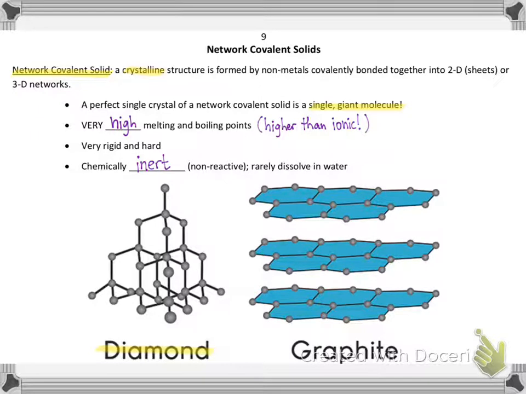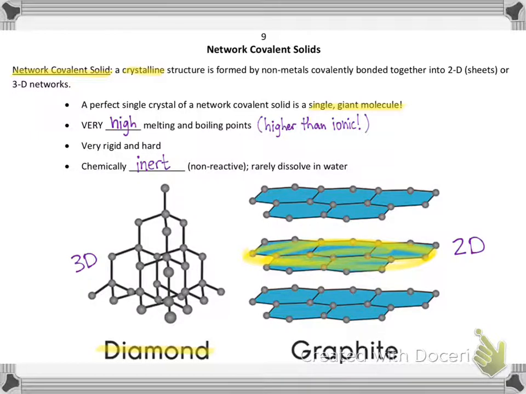Now, graphite, not as hard. It is still a network covalent solid, but notice graphite is only 2-dimensionally bonded in sheets, whereas diamond, of course, is 3-dimensionally bonded. So that's why graphite is perfect for pencils, right? Because the layers are shearing off as you write, but it's still maintaining its composition in the 2 dimensions.